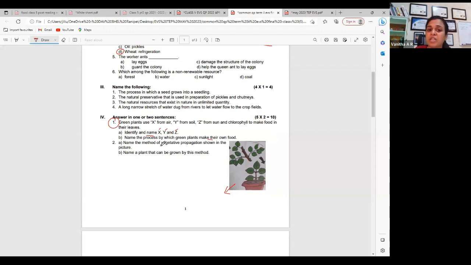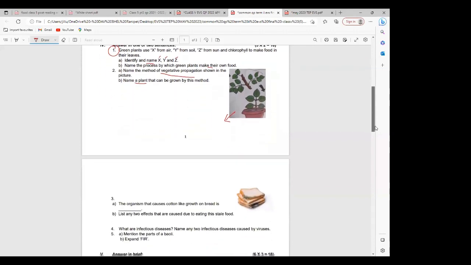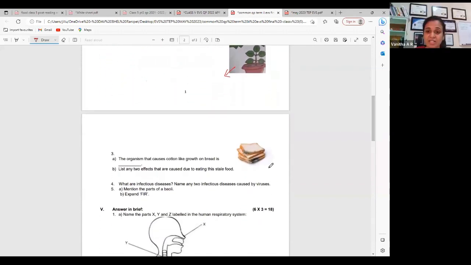Name the method of vegetative propagation shown in the picture. This is stem cutting. Name a plant that can be grown by this method. Hibiscus, rose plant, anything. Again, as I said, I love a lot of picture-based questions, so I try almost everything to be picture-based.